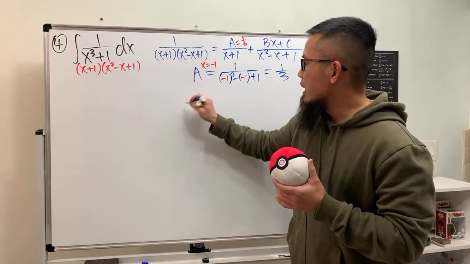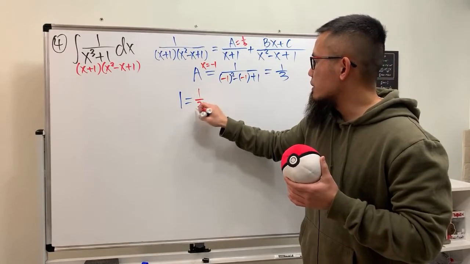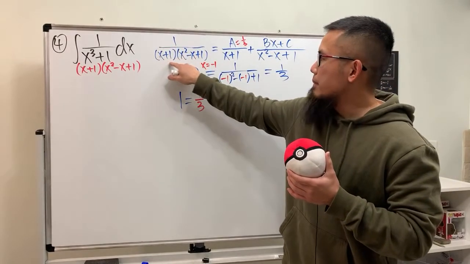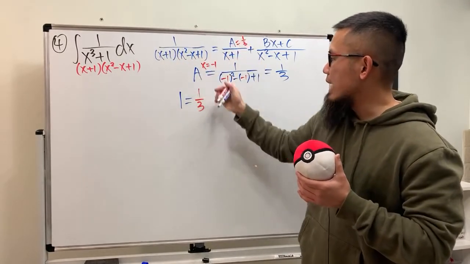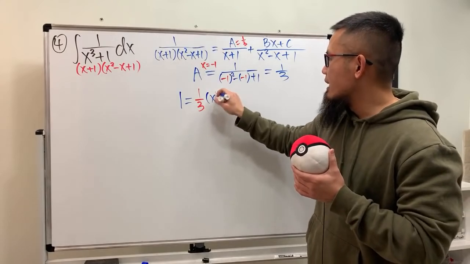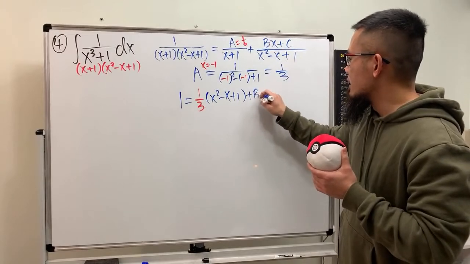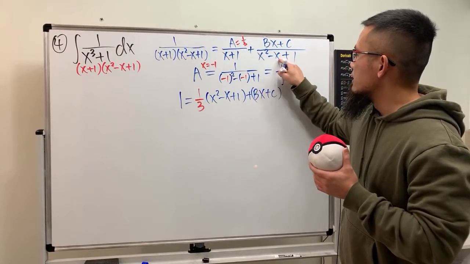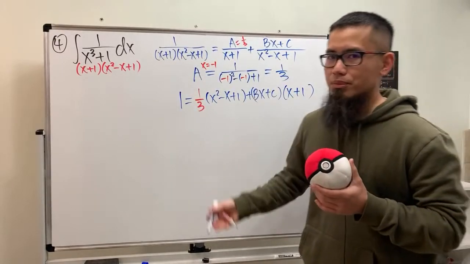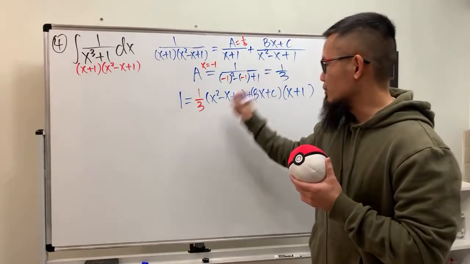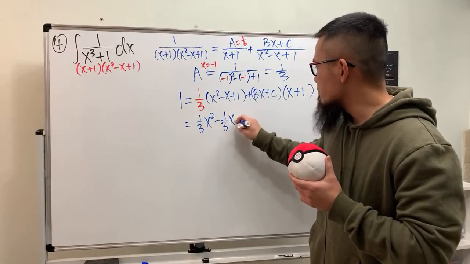So on the left-hand side, we will get 1. And because A is equal to 1/3 already, that's good. Imagine we multiply everybody by this. Then x plus 1 cancels. So we just have to multiply the A value with that, which is 1/3 times x squared minus x plus 1. And then we are going to write this down plus Bx plus C. This will cancel, but we have to multiply that with x plus 1. And then again, just do it. So this right here is going to give us 1/3 x squared minus 1/3 x plus 1/3.